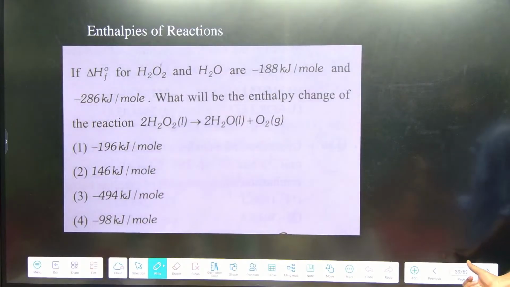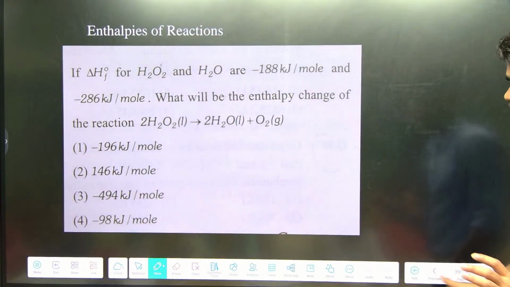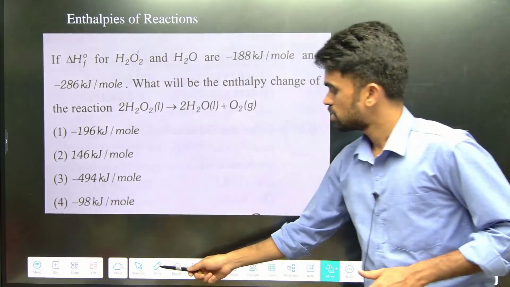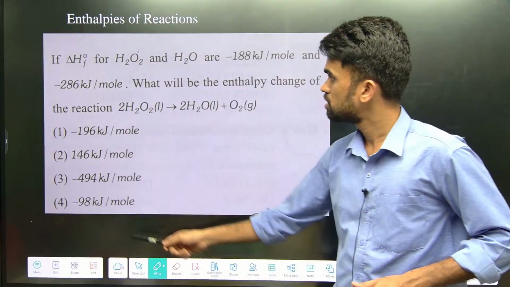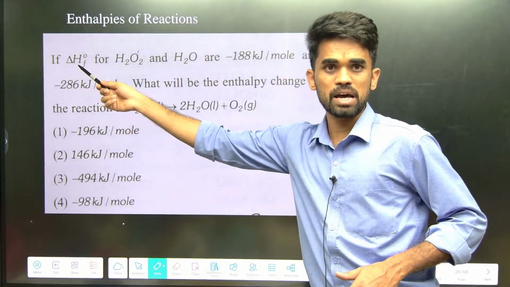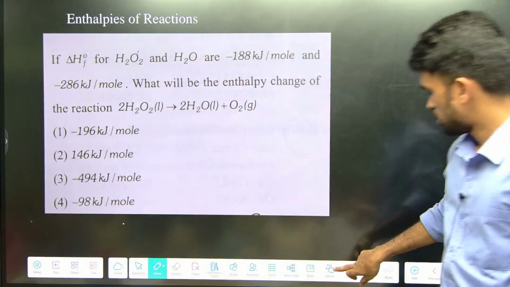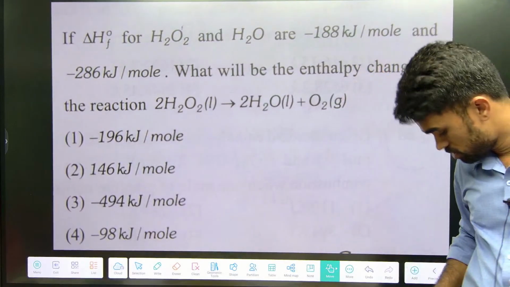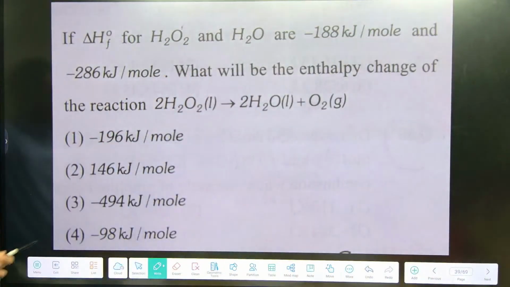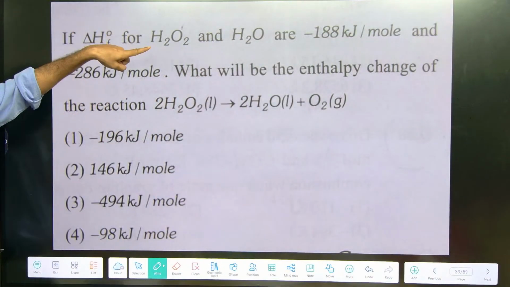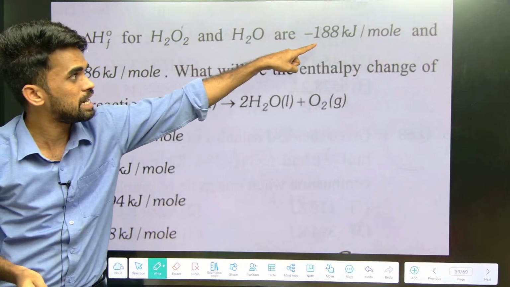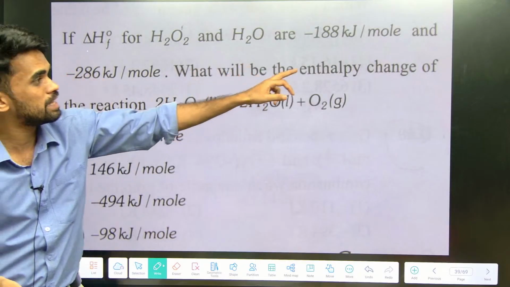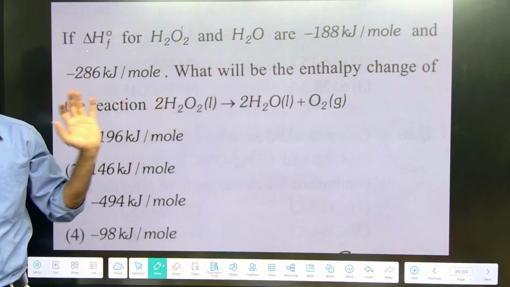This will give you more clarity. Let's do one or two questions. Read this question once. Are you able to see from the last bench? If the standard enthalpy of formation of H2O2 and H2O are minus 188 and minus 286 kilojoule per mole, what will be the enthalpy change for the given reaction?